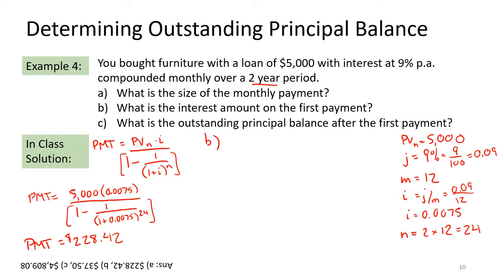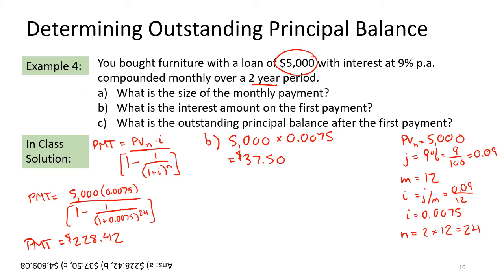Okay? So our loan is $5,000. We haven't made a payment yet. So on our first payment, we're paying interest on that total amount. So our interest is simply $5,000 multiplied by our periodic interest rate, right? Because that's the interest rate for each of our periods. So in this case, it's 5,000 times 0.0075, right? Our periodic interest rate, I. And that gives us a value of $37.50. So that's the interest on our first payment.